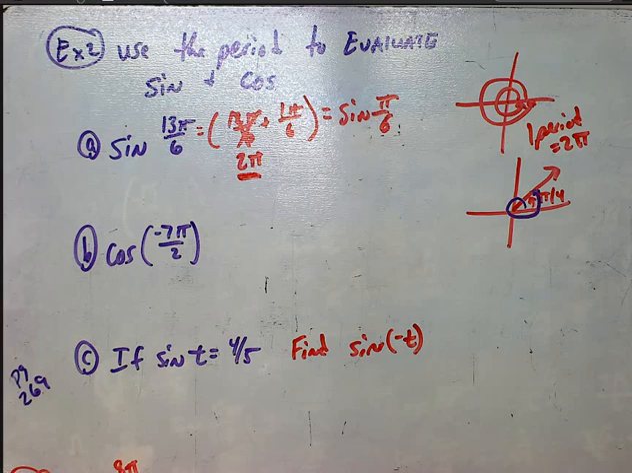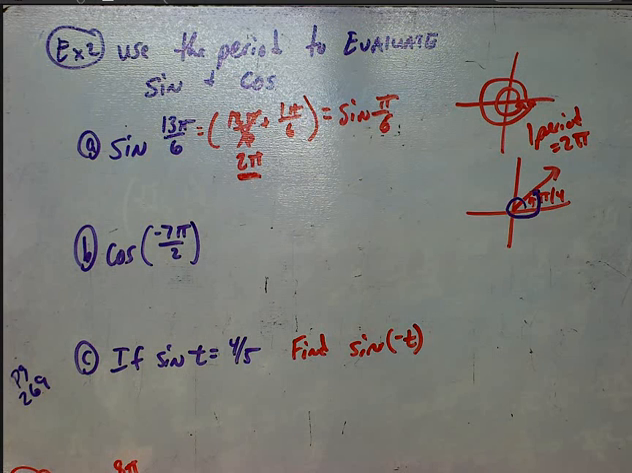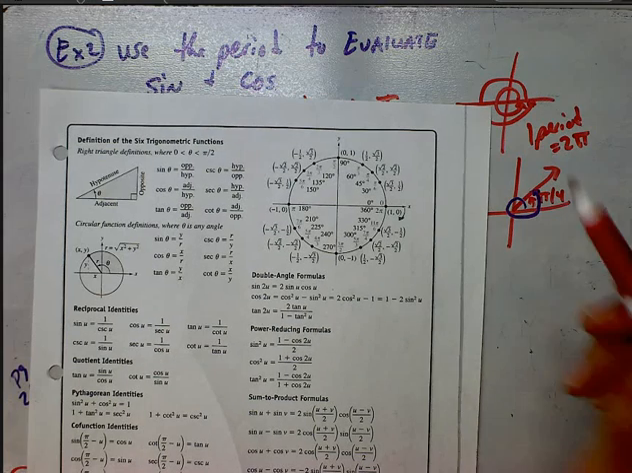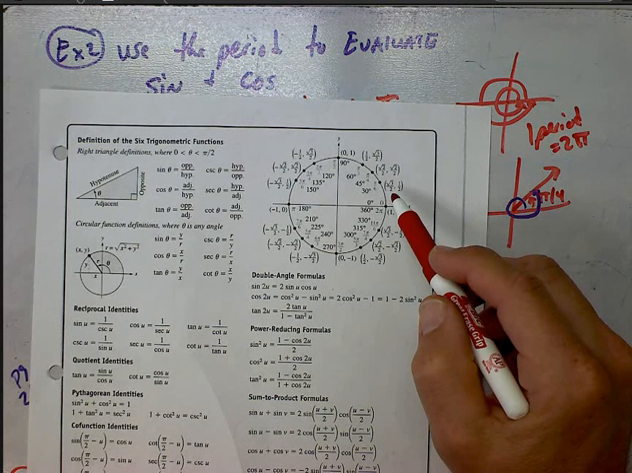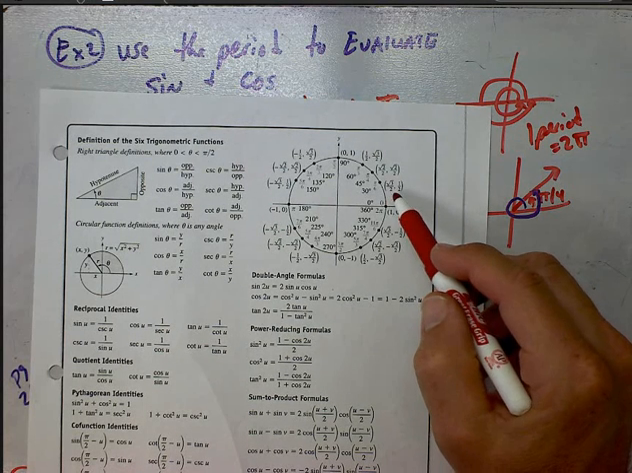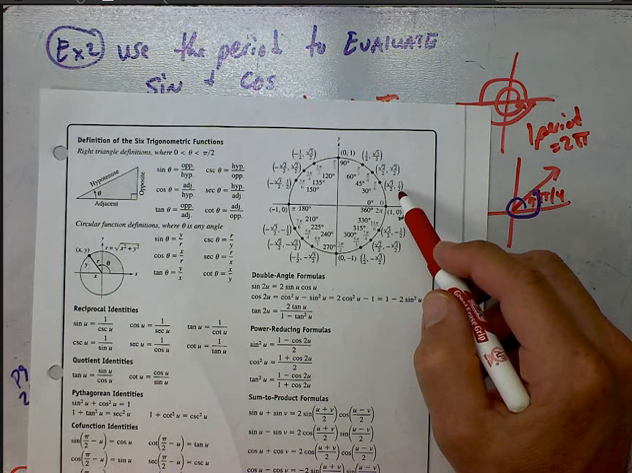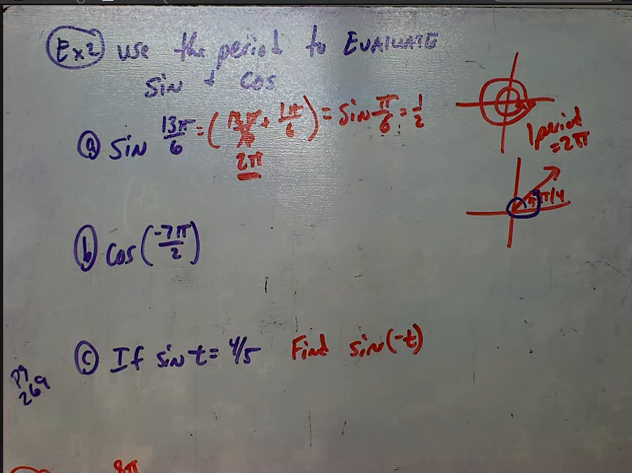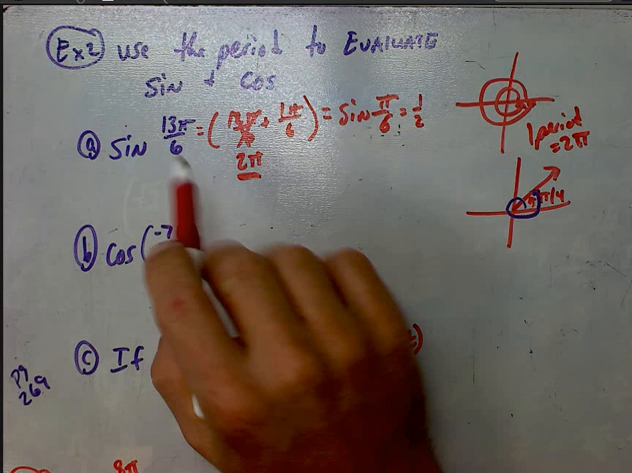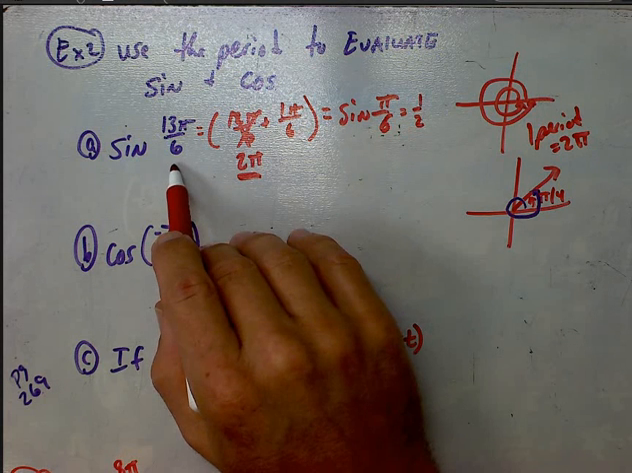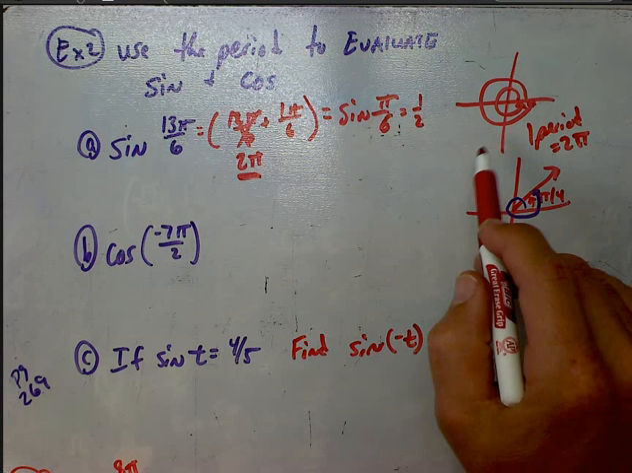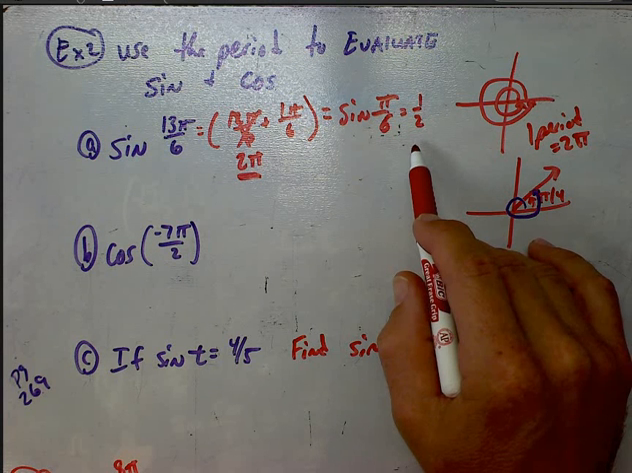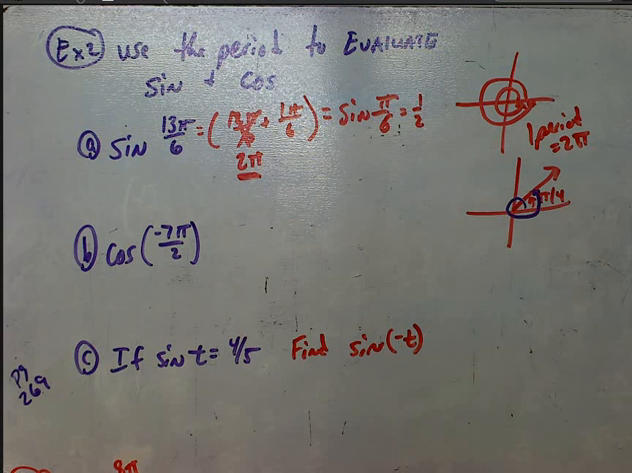So now I go to my circle. Pi over 6 is right here. We know that sine is y, so the sine of pi over 6 is going to be 1/2. Therefore, the sine of 13 pi over 6, which is a coterminal angle to pi over 6, is also 1/2. Okay? Let's do cosine of negative 7 pi over 2.